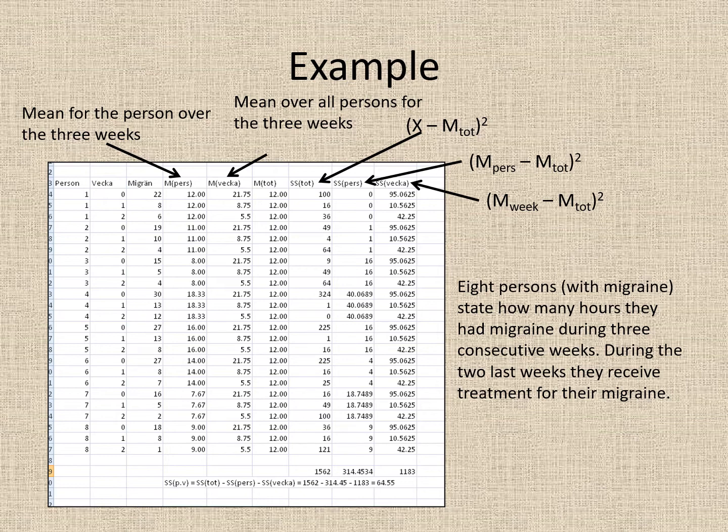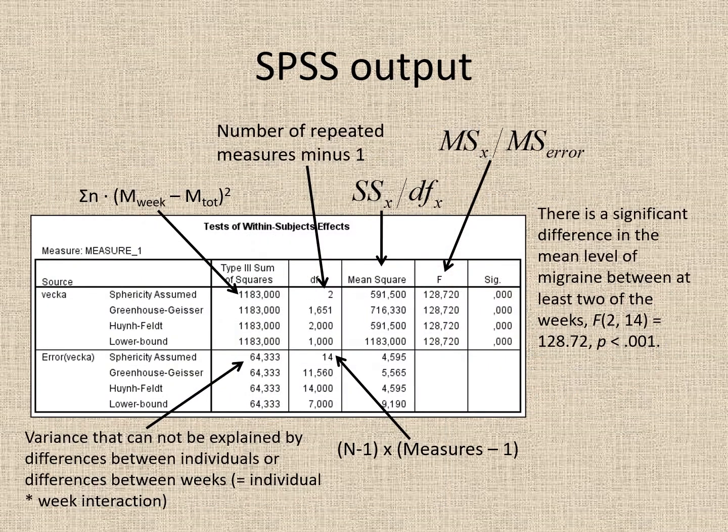So if we have a look at the output, we'll have a look at Mauchly's test later. It tells us if we can assume sphericity or not. Depending on that, we can look at different rows here. But let's assume we can assume sphericity here. So we have error variance here. Error sum of squares cannot be explained by individual or what week it is. We have 14 degrees of freedom for that. And error variance. We assume sphericity.